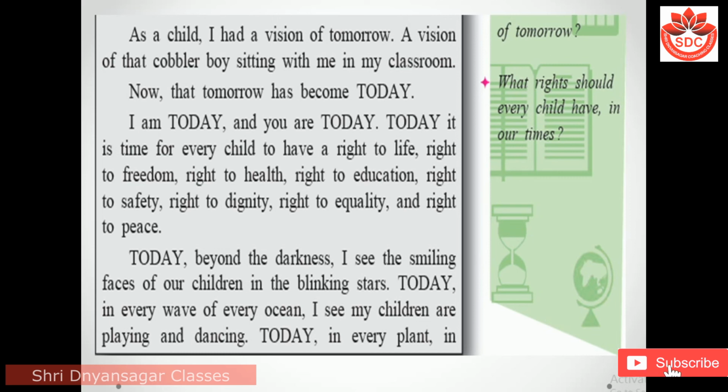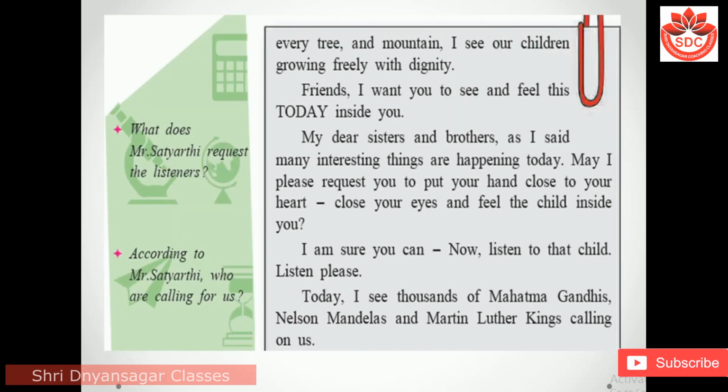Now that tomorrow has become today, I am today and you are today. Today, it is a time for every child to have a right to life, a right to freedom, a right to health, right to education, right to safety, right to dignity, right to equality, and right to peace. Today, beyond the darkness, I see the smiling faces of our children in the blinking stars. Today, in every wave of every ocean, I see my children playing and dancing. Today, in every plant, in every tree and mountain, I see our children growing freely with dignity. Friends, I want you to see and feel this today inside you.